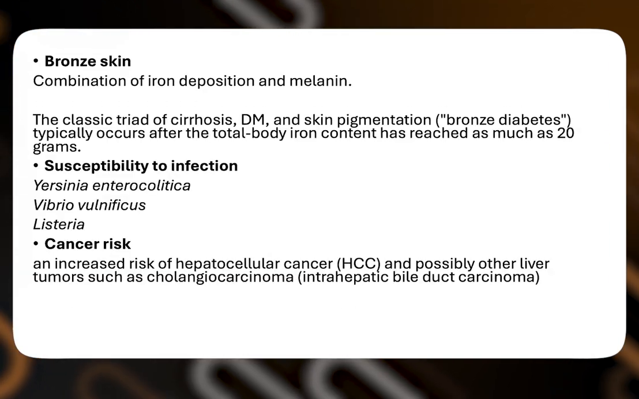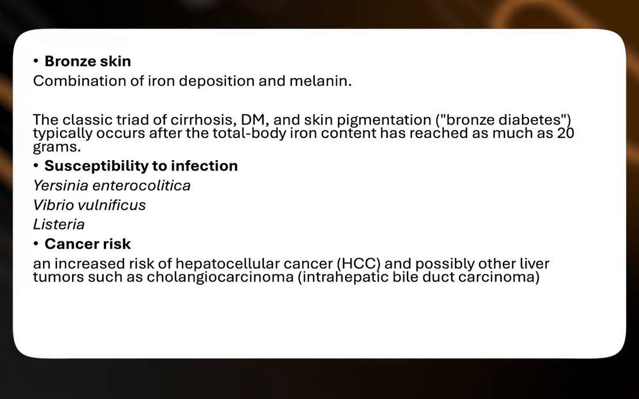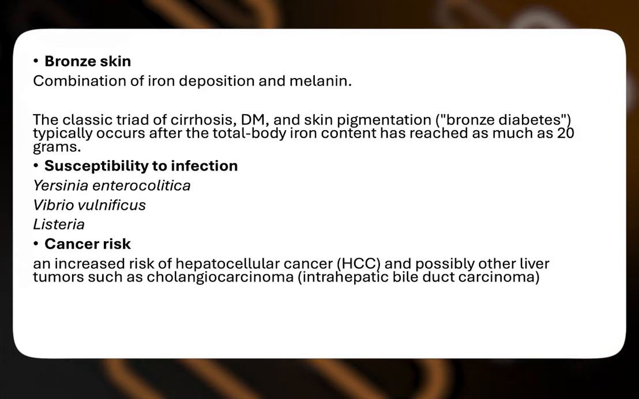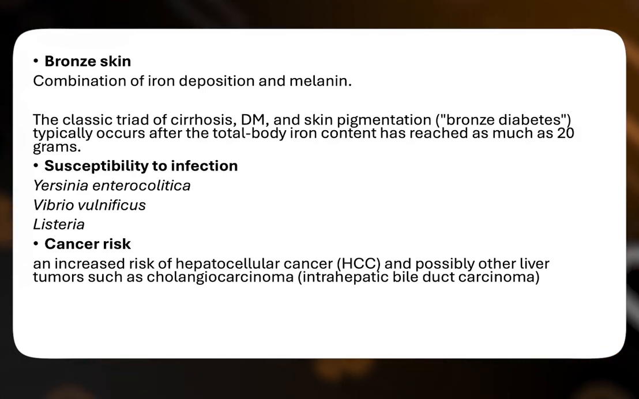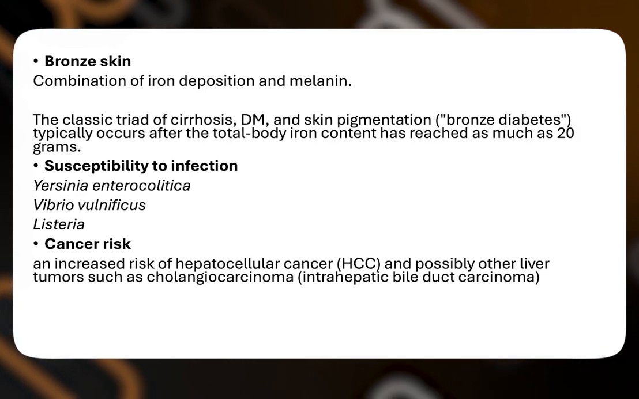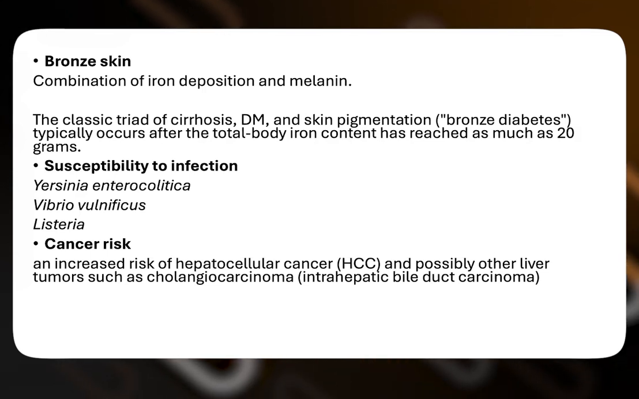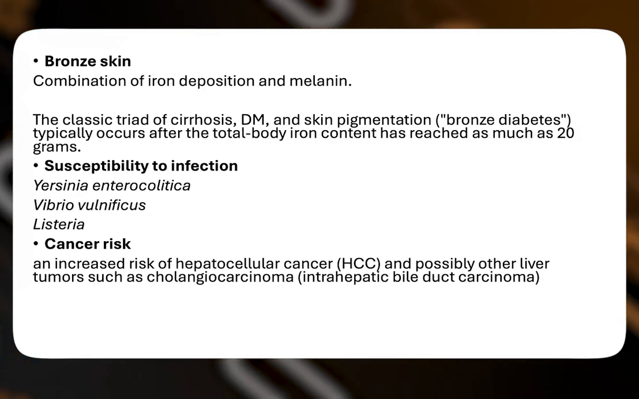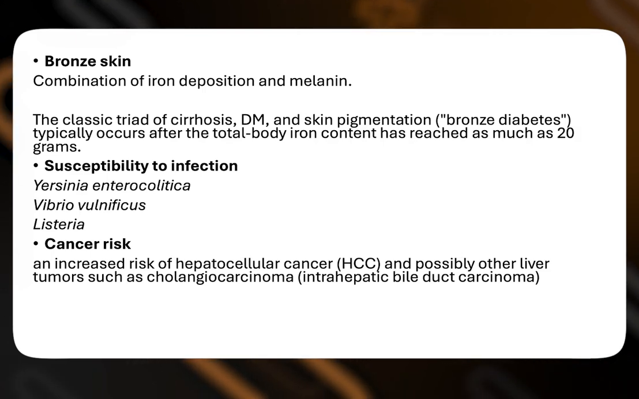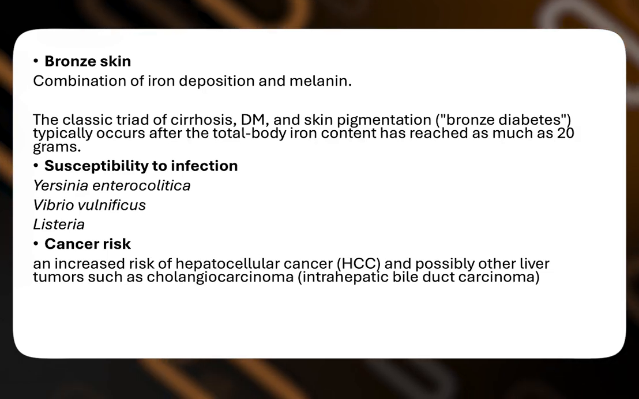Of course, it gets deposited in the skin, so it's called bronze skin. And the classic triad used to be called cirrhosis, diabetes, and skin pigmentation. But it's so late if you get this classical typical triad. Now the patients are getting diagnosed earlier because of the different screening, or if they know that a first degree relative is affected. So the typical bronze diabetes, having cirrhosis, diabetes, and skin pigmentation, is not early because it's a very delayed and late presentation.